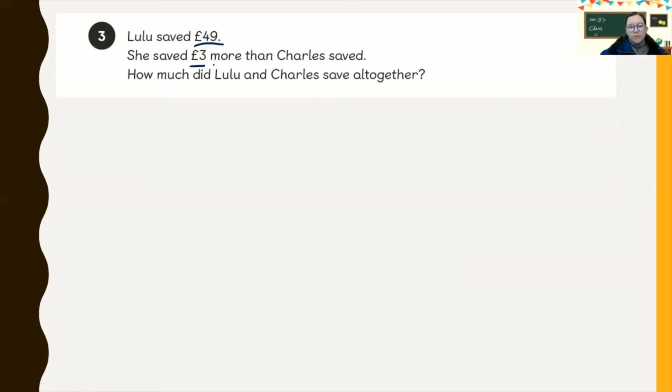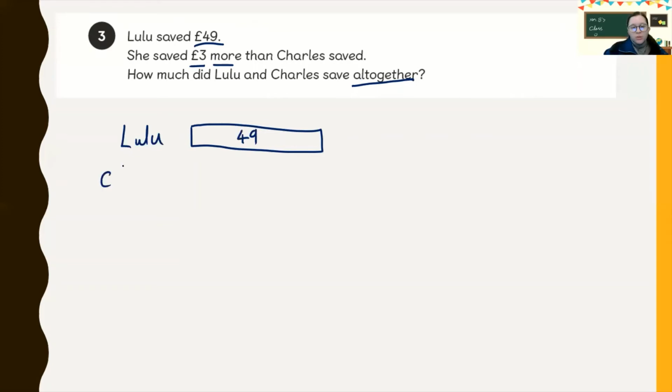She saved £3 more than Charles saved. How much did Lulu and Charles save all together? So this again is a 2-step problem. So first you need to find how much Charles saved, because that's the bit we don't know. We know Lulu saved £49, and that was £3 more than Charles saved. So this is how much Charles saved, and that's the £3 more that Lulu saved.